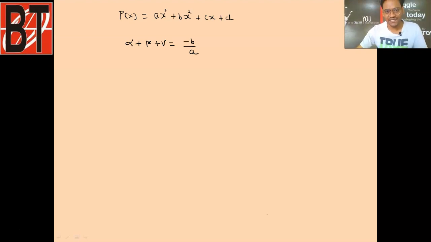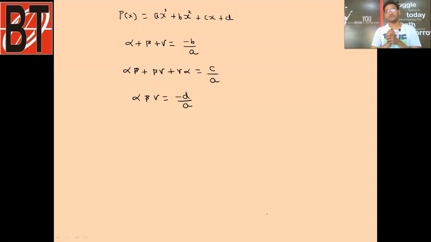The second relationship we derived was the sum of products of zeros taken two at a time, that is alpha beta plus beta gamma plus gamma alpha, and it was equal to c by a, that means coefficient of x upon coefficient of x cube. And the final relationship was for the product of three zeros: the product of zeros was equal to minus d by a. Also students, if we want to write the expression for a cubic polynomial whose zeros are alpha, beta and gamma, we can write it in this way.